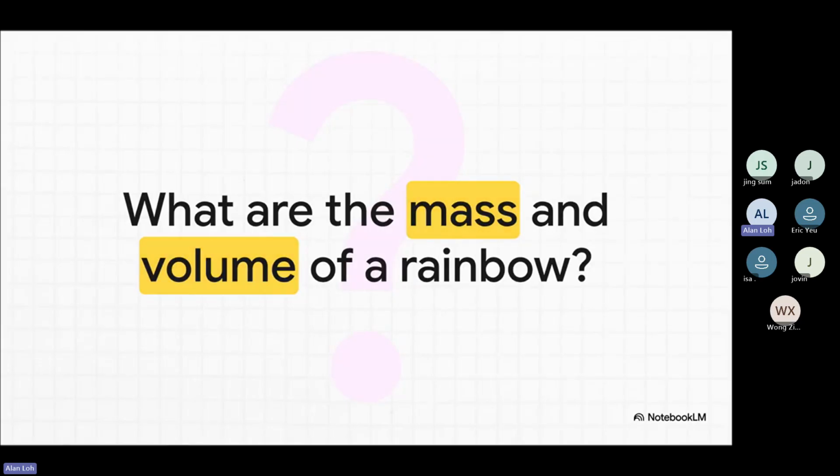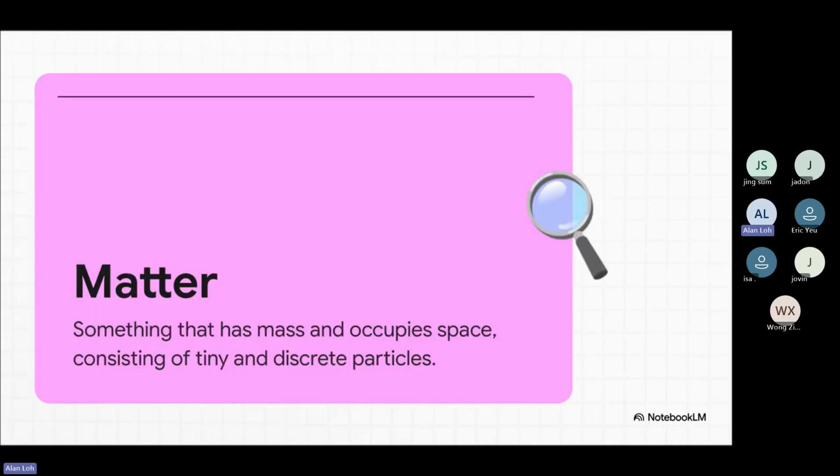The answer is, it doesn't have either. Because a rainbow lacks mass and volume, it isn't actually matter at all. It's just light, an optical illusion. And thinking about this forces us to get really strict about how we define the actual physical stuff making up our universe. So, to set the ground rules here, for something to be considered matter, it absolutely must have mass and take up space, existing primarily as a solid, a liquid, or a gas.